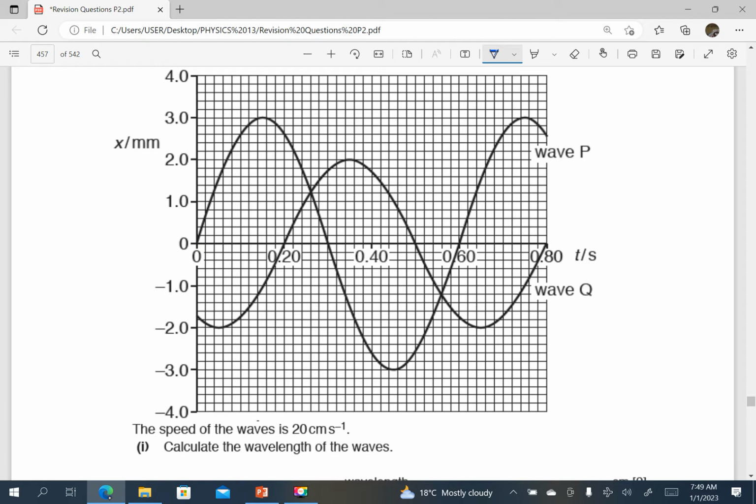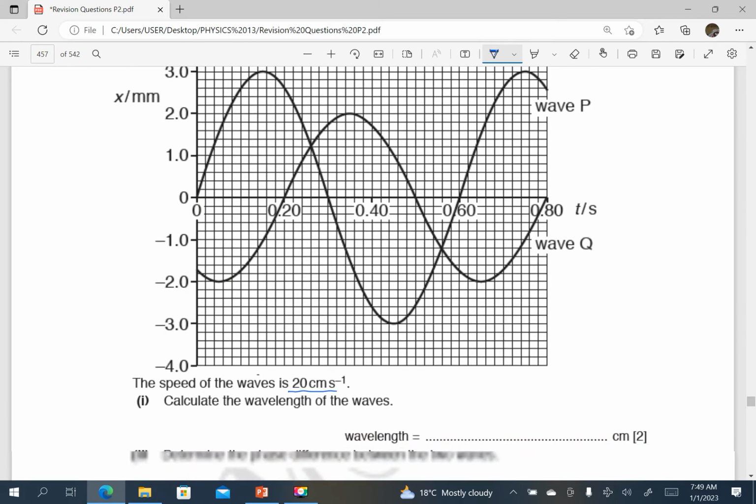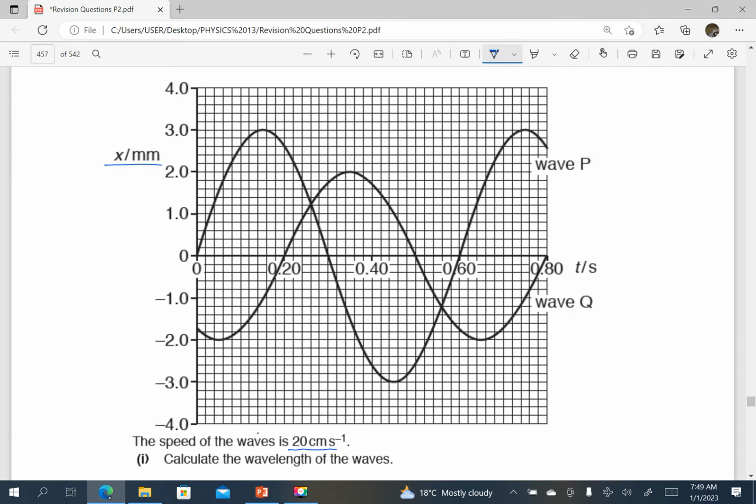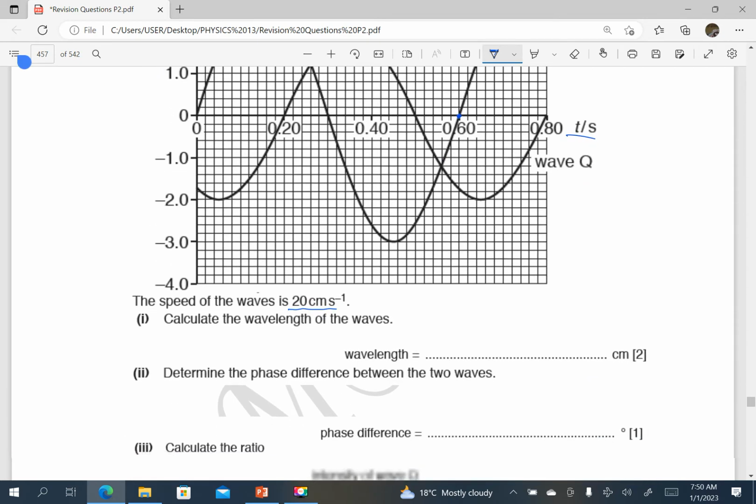The speed of the waves is 20 centimeters per second. Calculate the wavelength of the waves. Of course, the graph is of x, that is displacement, against time. I think they have the same frequency, they have the same period. So from the graph, when I consider wave P, the period is 0.6, so I can find the wavelength. Using the general wave equation, V is equal to lambda times F, it implies that the wavelength lambda is going to be V.